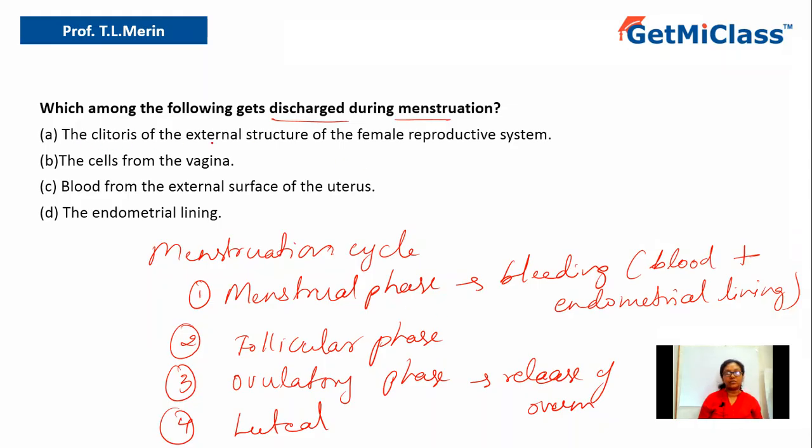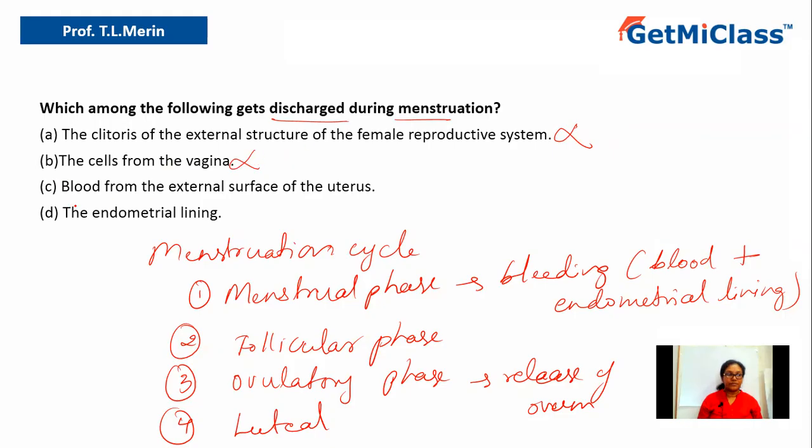Option A says the clitoris of the external structure of the female reproductive system. This will not get shed off. It is a physical part which is always there in the junction of the labia majora and minora. So this is just present above the urethra, that is the urethral opening, in fact. So clitoris does not get shed, hence it is ruled out. Option B says the cells of vagina. They don't get shed during menstruation. That is not a characteristic feature of menstruation. Hence it is ruled out.